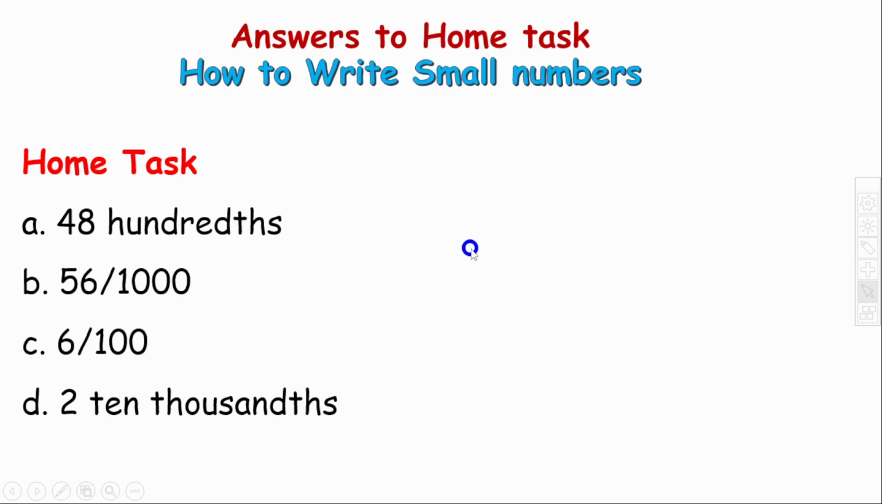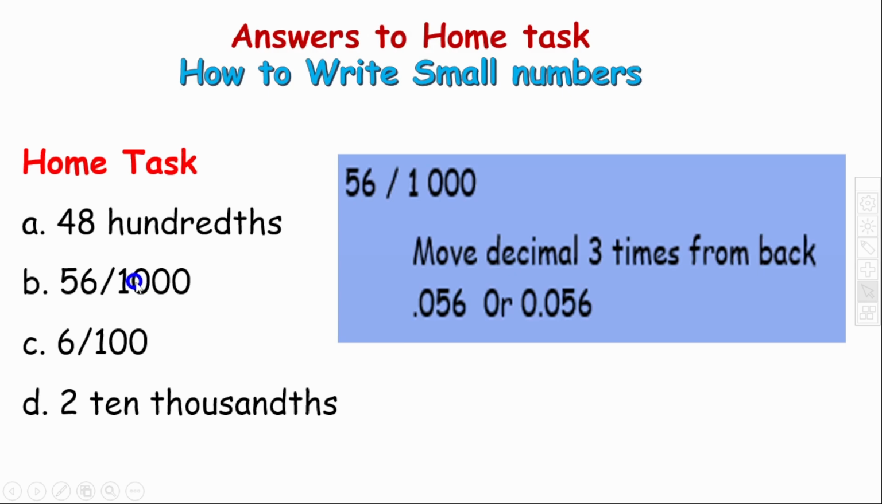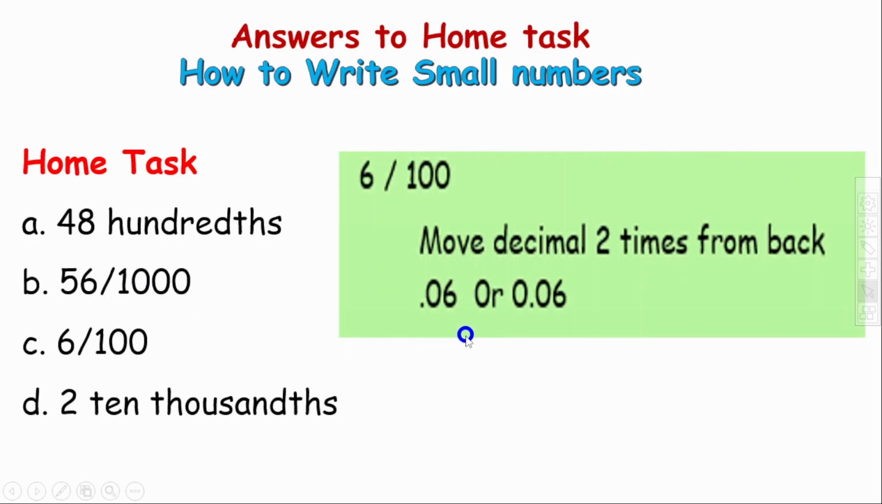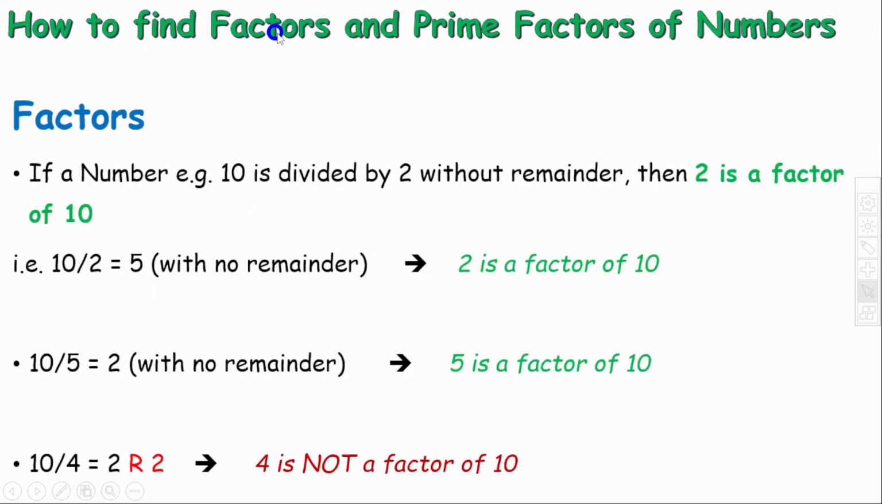Remember in the last class on how to write small numbers, I gave you some home tasks, and these are the answers to those home tasks. The final answer to the first question is 0.48. The final answer to the second question is 0.056 or 0.56. The final answer to the third question is 0.06. The final answer to the last question is 0.0002. Now let's get back to the topic of today, how to find factors and prime factors of numbers.